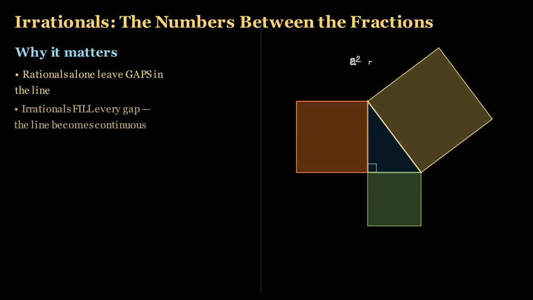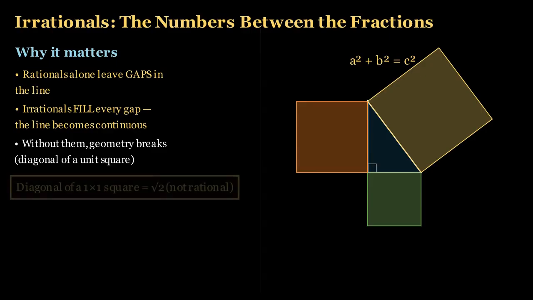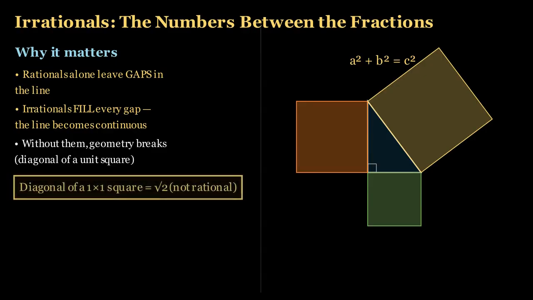For example, draw a square of side length 1. Its diagonal has a length, we can measure it. But that length, the square root of 2, is not a fraction. If our number line had only rationals, that point simply wouldn't exist. The line would be full of invisible gaps. Irrational numbers are the glue that fills every single gap, making the line truly continuous, what mathematicians call complete. Without them, calculus itself cannot stand, because limits would fall into those holes.